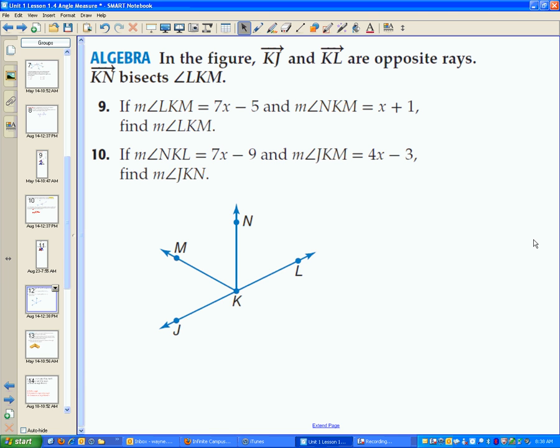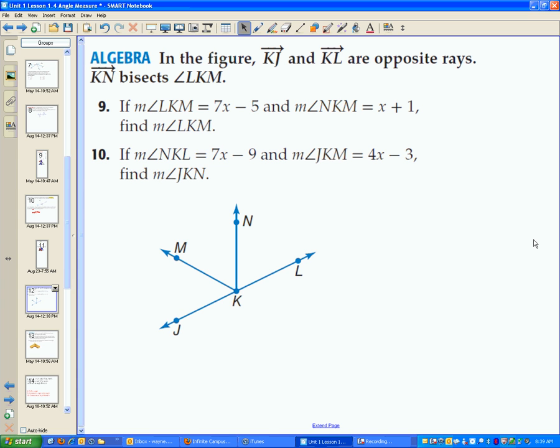It says in the figure, ray KJ and ray KL are opposite rays. Now, since they're opposite rays, one of the conditions for opposite rays is that they're on the same line. So isn't that, in effect, telling you that that line JL, that looks like a line, really is a line? They don't really have to tell us that. We're able to assume that if it looks like a line, it is a line. Then they tell us that ray KN bisects angle LKM.